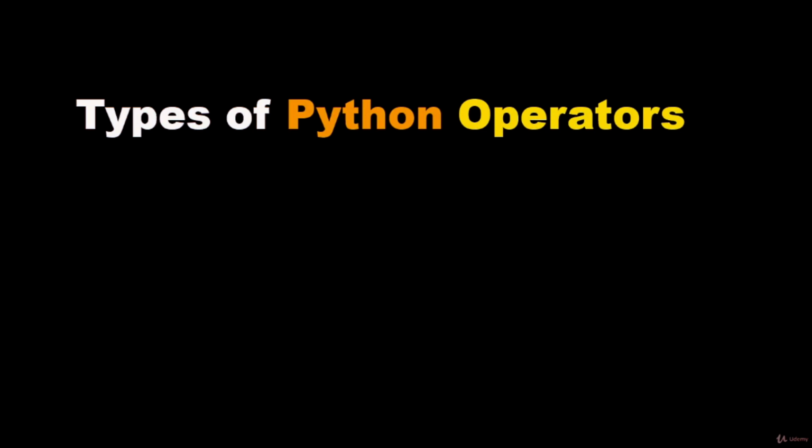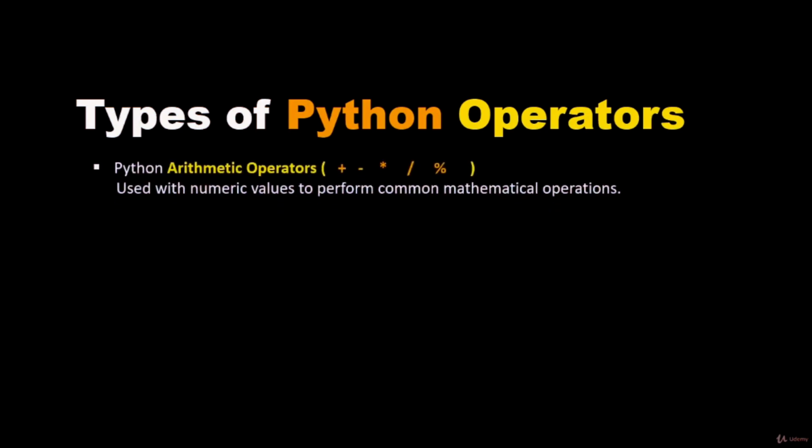The first one is the arithmetic operators. These are basically used with numeric values to perform common mathematical operations. They include things like addition, subtraction, multiplication, division, and this here is called the modulus operator.